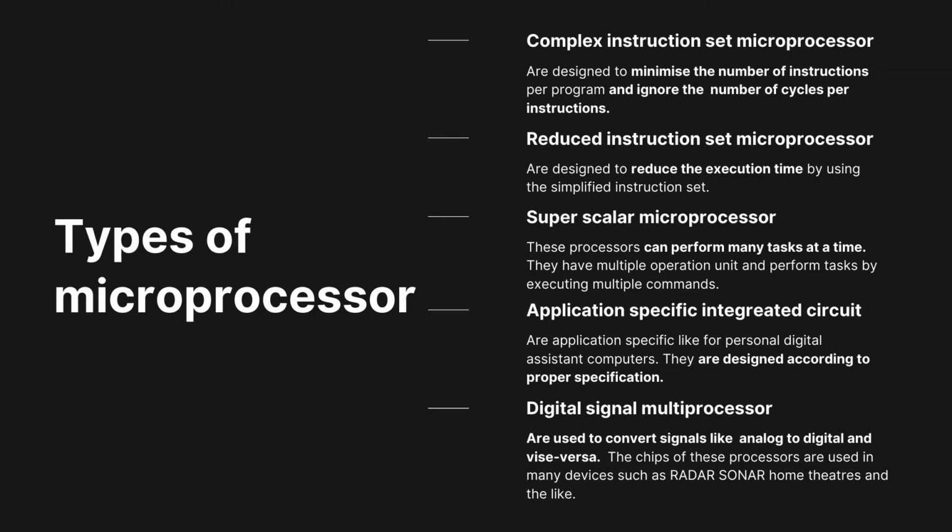Types of microprocessors. Complex instruction set microprocessor. These are designed to minimize the number of instructions per program and ignore the number of cycles per instruction. Reduced instruction set microprocessor. These are designed to reduce the execution time by using a simplified instruction set.